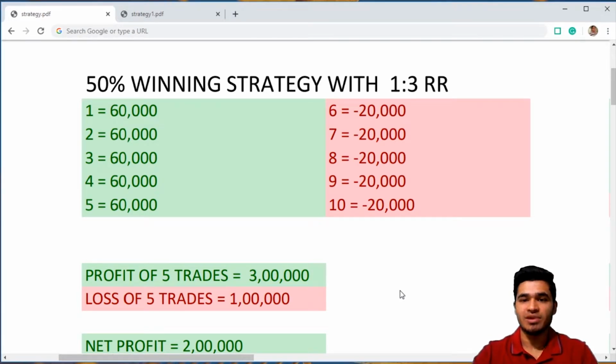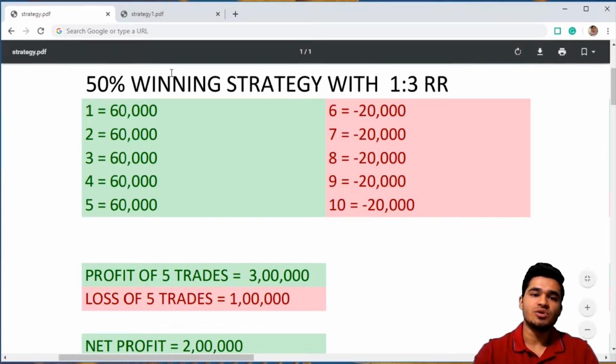If you're gambling, you lose a lot of money. But if you're using math or probability, you will gain a lot of money. You need to understand this. Over here, I'm showing you a 50% winning ratio. That means you'll be winning 5 times and losing 5 times. Now what does 1:3 RR mean? You might lose 1 time or you might gain 3 times. This is how it works.